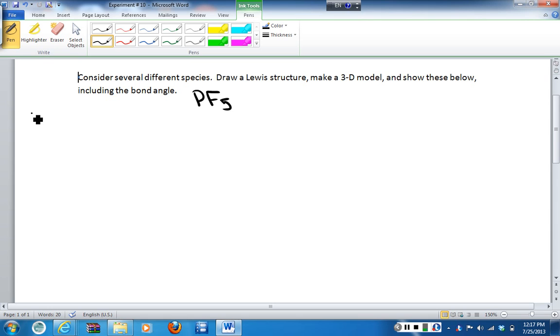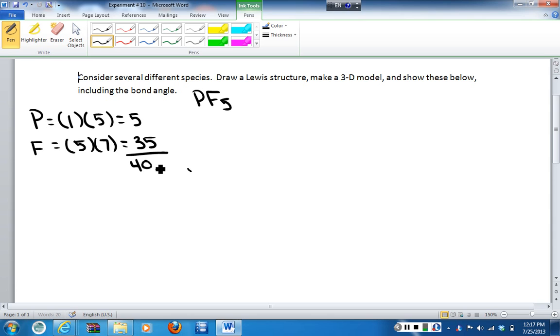With phosphorus, we know that there is one of them, and phosphorus is in group 5, so it contributes 5 valence electrons. Fluorine is in group 7, and there are 5 of them, so they each contribute 7 valence electrons. When we add this up, we have to have 40 valence electrons drawn in this structure.